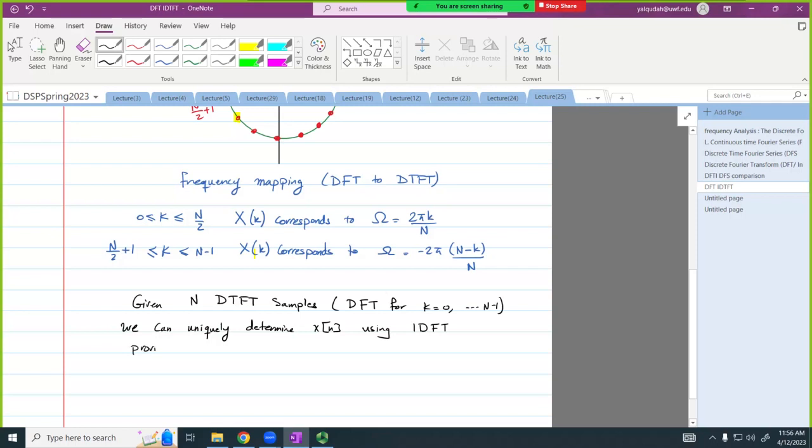And in one condition, which is provided that the length of x of n is less than or equal to n. And we'll see what this means in a second.